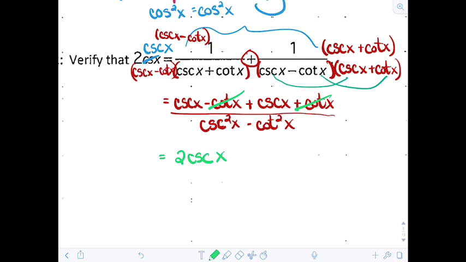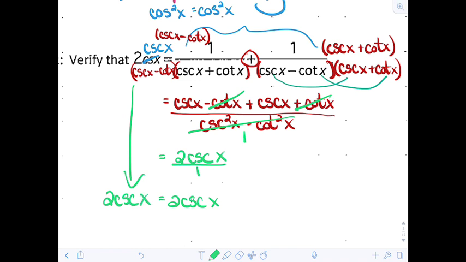We are going to go to our Pythagorean identities. You are going to look back and look for things that have cosecant squared, cotangent squared. That's in your Pythagorean identities, and you should see it. It is one of the last ones. Cosecant squared minus cotangent squared is equal to 1. So I get 2 cosecant of x over 1, which is 2 cosecant of x, and that's exactly what I needed, 2 cosecant of x.